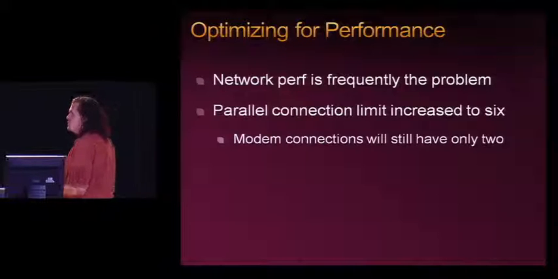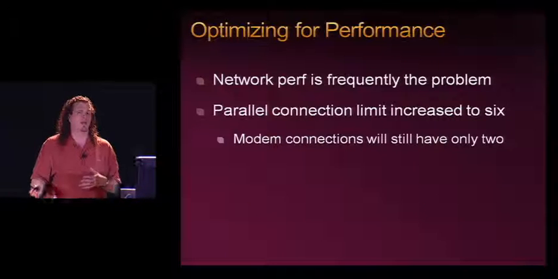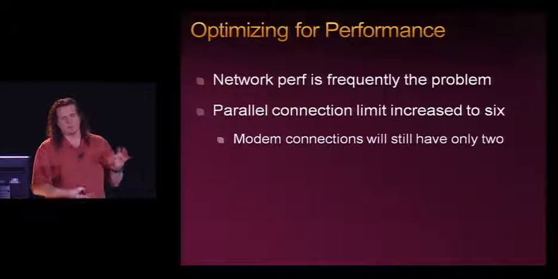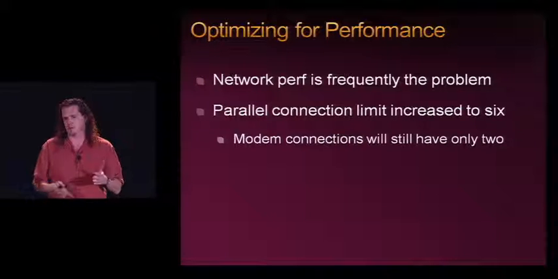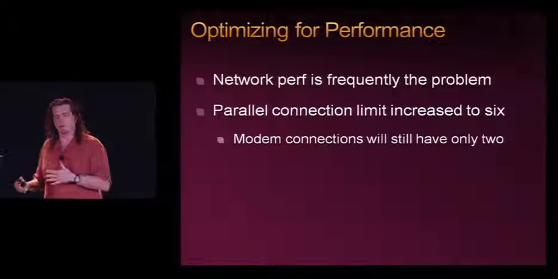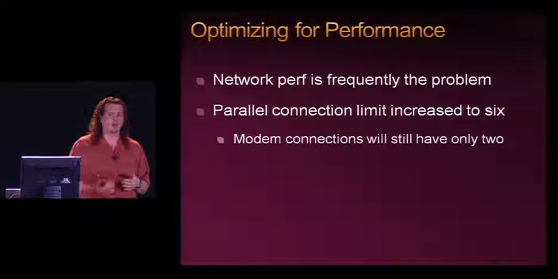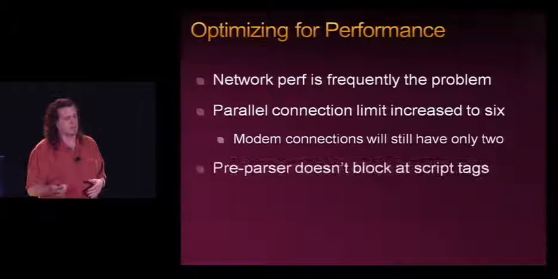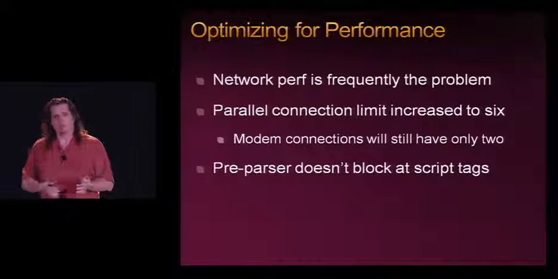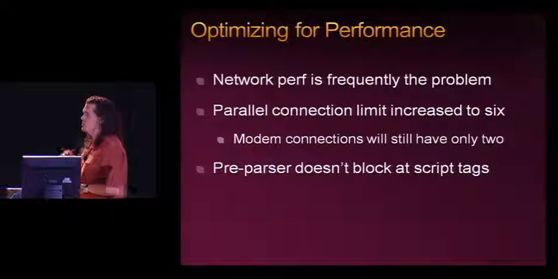And the big reason for that is because we were only having 2 connections at a time to a server. We've actually now increased that to 6 by default on a broadband network connection. If you're on a modem, we still stick with 2 because we don't want to swamp the modem connection. This actually has a really positive effect on perceived performance, or actually real performance over the network, because you can get speculative downloads started much earlier. And in fact, as part of that, we don't block our pre-parser on script tags anymore, which means we can start speculative downloads even earlier and get all of the data onto the user's system as quickly as possible.